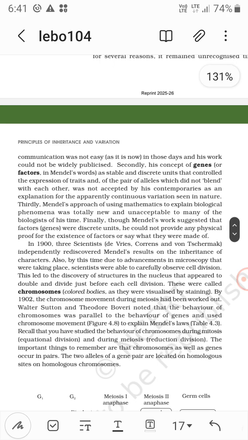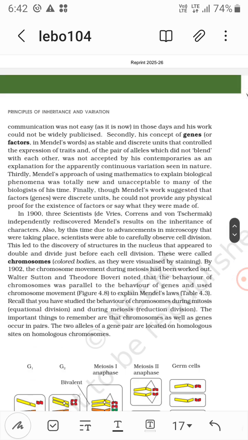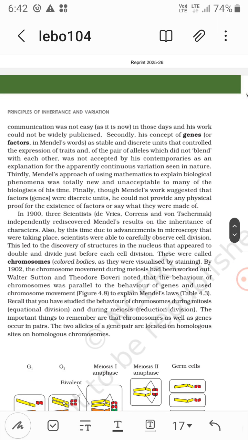Secondly, his concept of genes or factors, as stable and discrete units that control the expression of the trait, and of the pair of alleles which did not blend with each other, was not accepted by his contemporaries as an explanation for the apparently continuous variation, because we see continuous variation in nature. Third, Mendel's approach of using mathematics to explain biological phenomena was totally new and unacceptable to many of the biologists of his time.